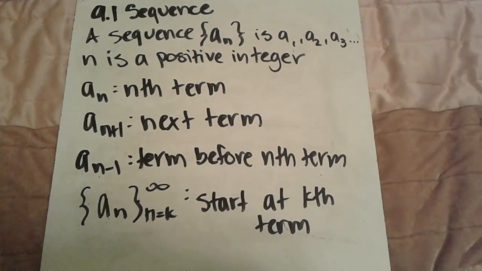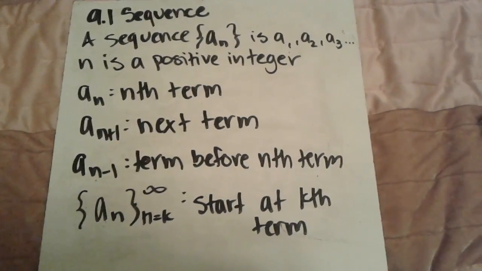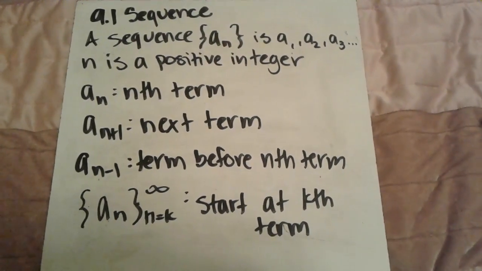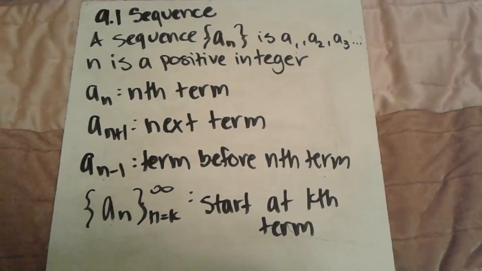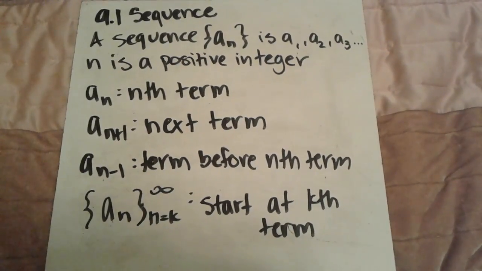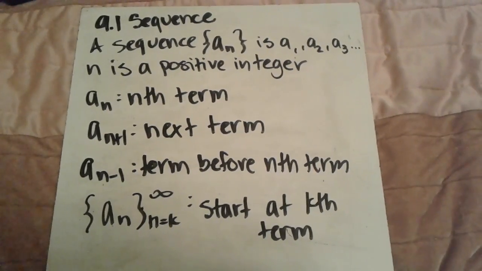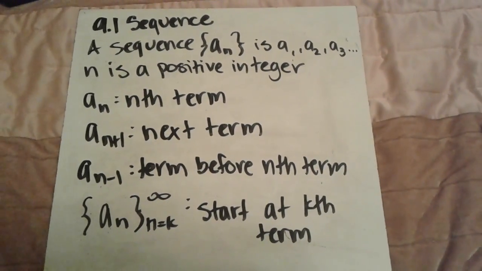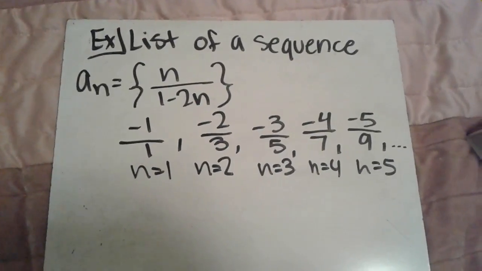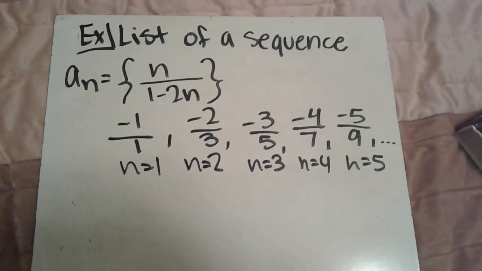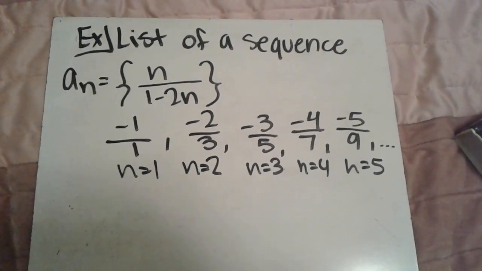A of n plus 1 is the next term. A of n minus 1 is the term before the nth term. Also, a of n as n equals k and approaches infinity is usually the start at the kth term. This is an example of listing of a sequence.